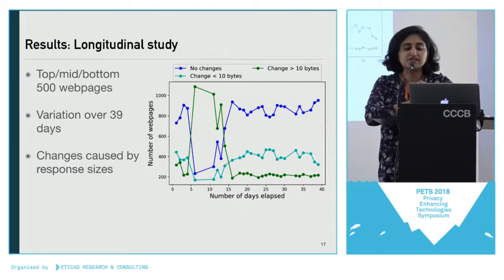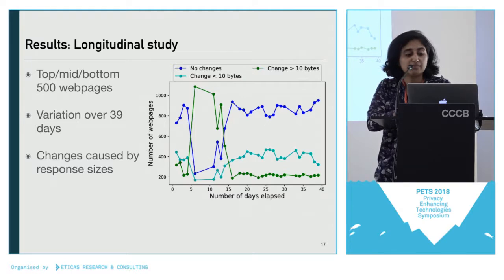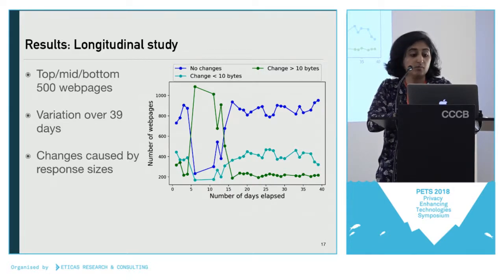Then we decided to see how the DNS data varies over a longer period of time. So we took the top, middle, and the bottom 500 web pages, and we performed the same experiment, but over about 39 days. And we looked at how many web pages actually show some changes in the packet sizes.